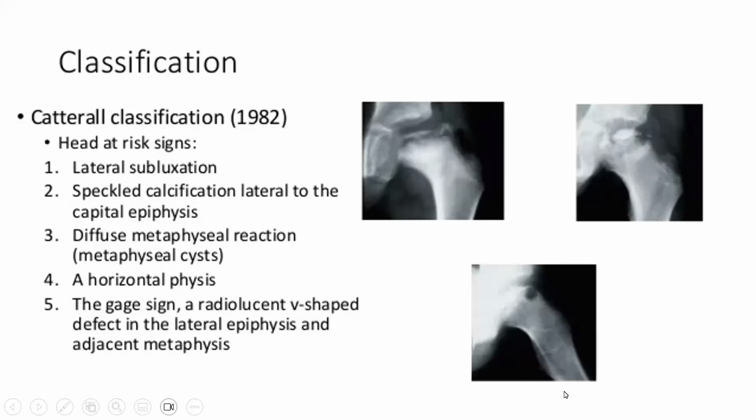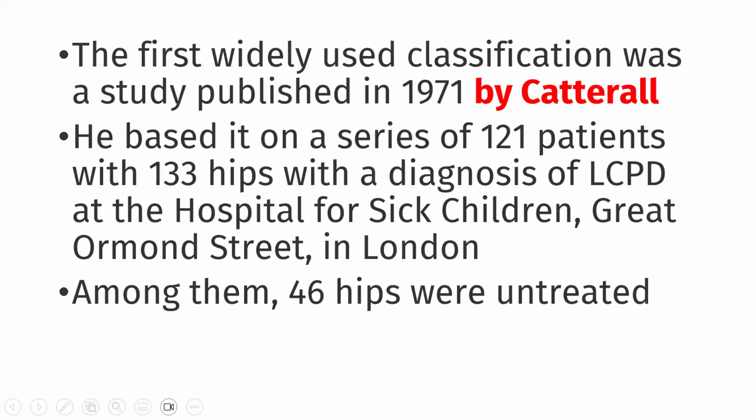The first widely used classification was a study published in 1971 by Catterall. He based it on a series of 121 patients with 133 hips with a diagnosis of Legg-Calve-Perthes disease at the Hospital for Sick Children, Great Ormond Street in London.